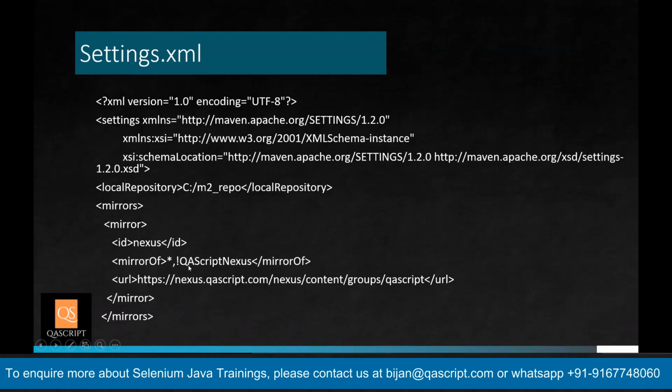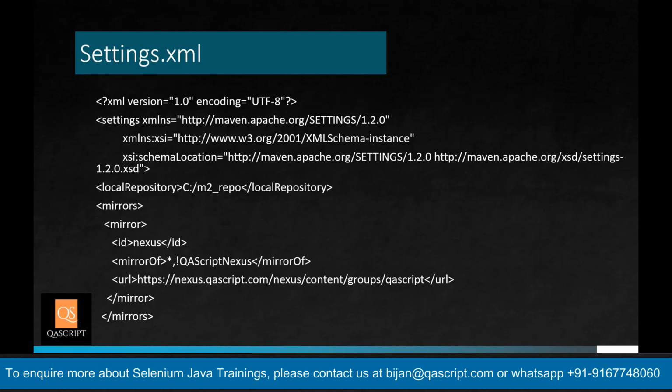Then mirrorOf. In this mirrorOf, if you provide a star, that means it will include everything. It will go into this particular repository URL and try to find everything there. But say, for example, I have declared this QA script Nexus repository in my project, and I don't want to look in that particular repository. Then I want to exclude it. So you can say comma, exclude this particular repository and look everywhere else. That is how you can segregate if you are working with multiple repositories and want to point your Maven to a particular repository.